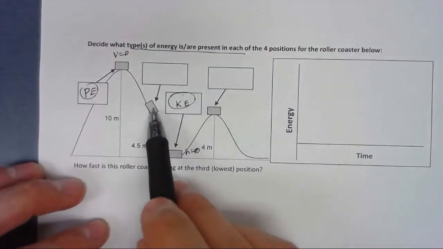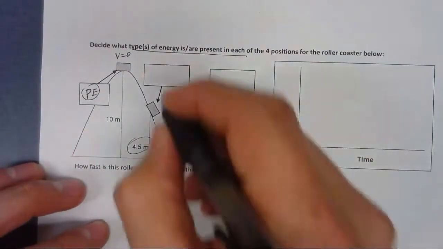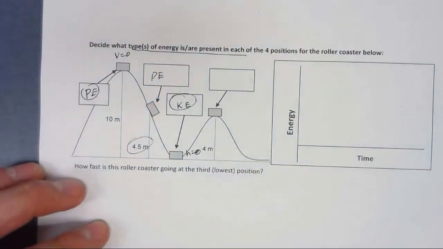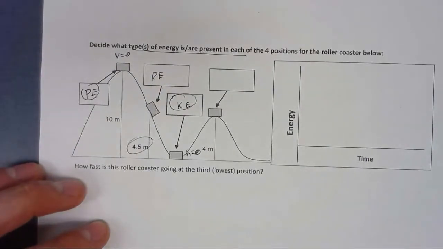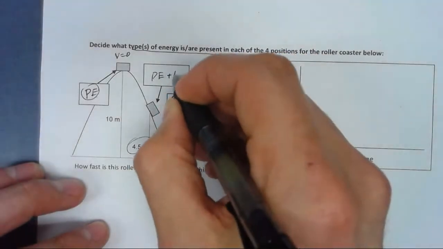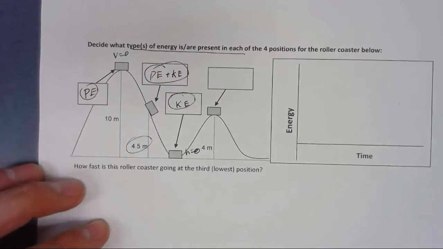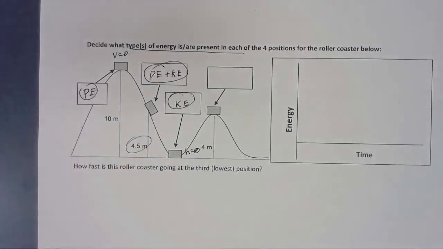These two right here. At this point, is there height? Certainly there is. I'm going to write down potential energy. Is there speed? Certainly there is. The roller coaster will be moving. So this is a point where there's both height and speed, therefore both potential and kinetic energy. Both forms of energy there.